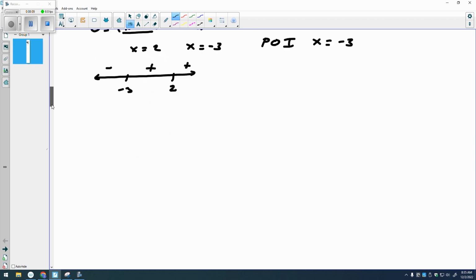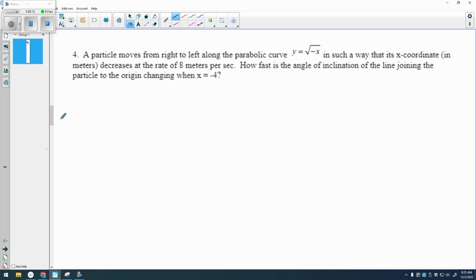Okay, number 4. A particle moves from right to left along the parabolic curve given there. Why are we moving right to left? Can we picture what this thing looks like? I should have gone further over, but that's all right. Normally my square root function goes this way, but since the x is negative inside, it goes this way. Now x can't be positive, because then it would make a negative number inside, and that can't happen. x has to be negative, so the double negative makes it positive, and I can square root those. Okay, so that's why your particle is moving from right to left.